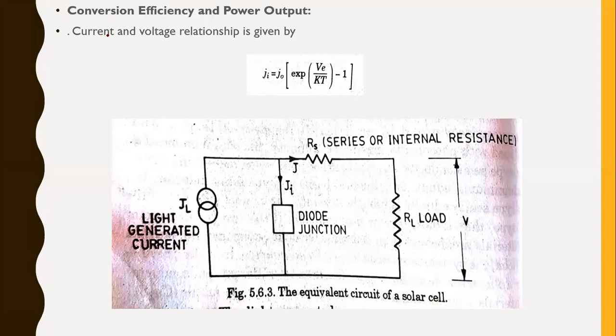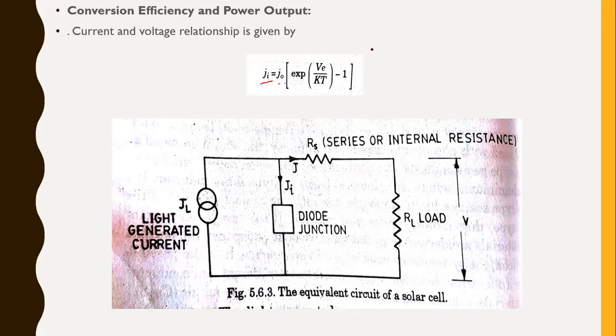of a solar cell. The current and voltage relationships are given by J_D is equal to J naught exponential of VE by KT minus 1. Here J naught is called the saturation current, also the dark current, and it is obtained when a large negative voltage is applied across the diode. This is called the saturation current.